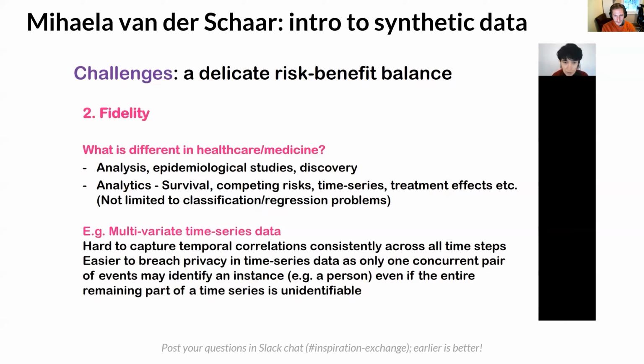It is hard to capture the temporal correlations consistently across all time steps. And it is also, unfortunately, easier to breach privacy in the time series data, as only one concurrent pair of events may identify an instance, a person, even if the entire remaining part of the time series is unidentifiable. So hence, fidelity and privacy in time series data represents an added challenge.